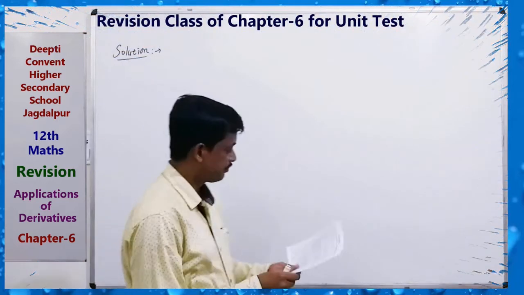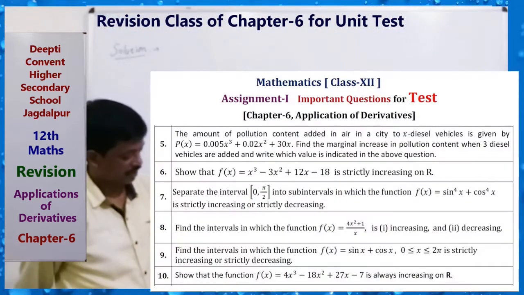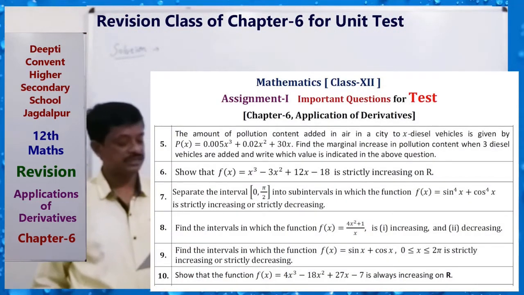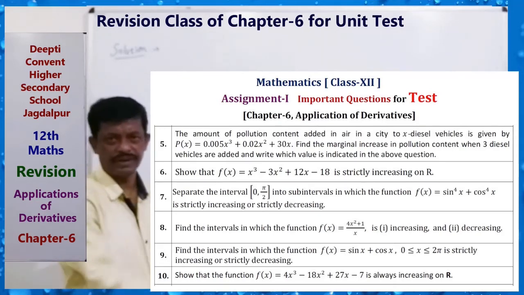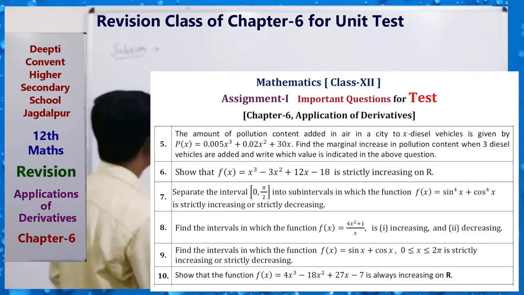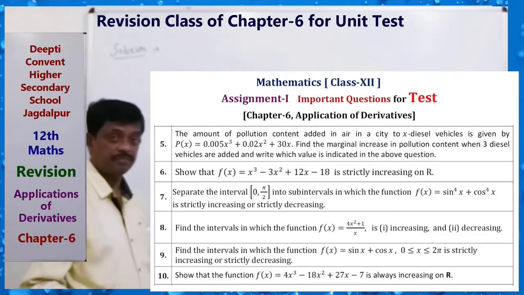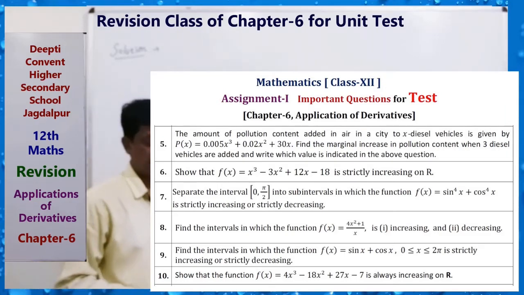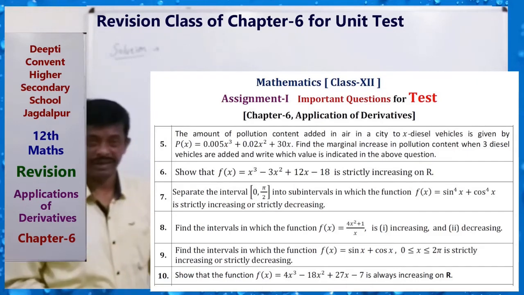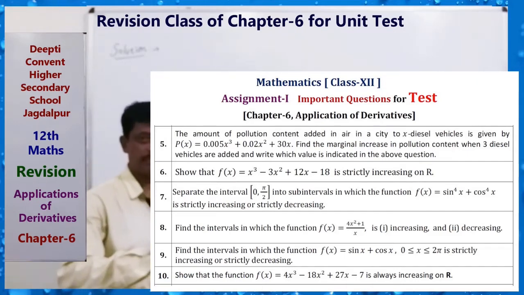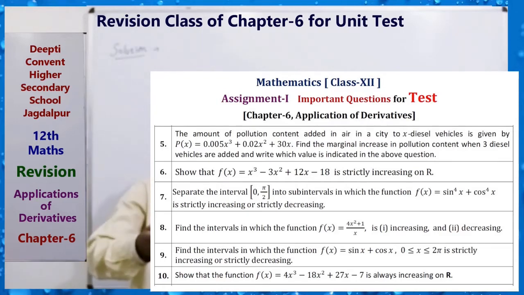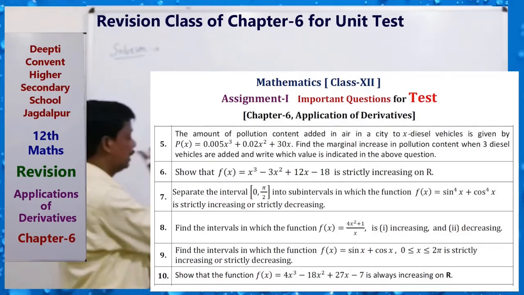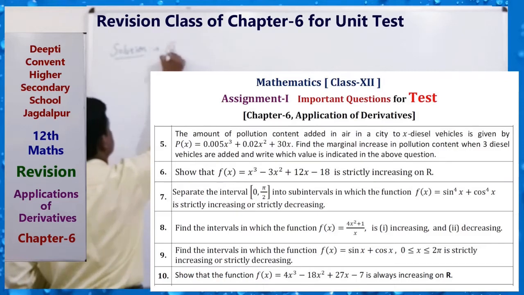Now take question 8. Find the interval in which the function f(x) equal to this is increasing and decreasing. Here also we are separating intervals. Our process is the same. Find f'(x), set it equal to 0, find the value of x and separate the interval, and for each sub-interval you have to check whether the sign of the derivative is positive or negative.